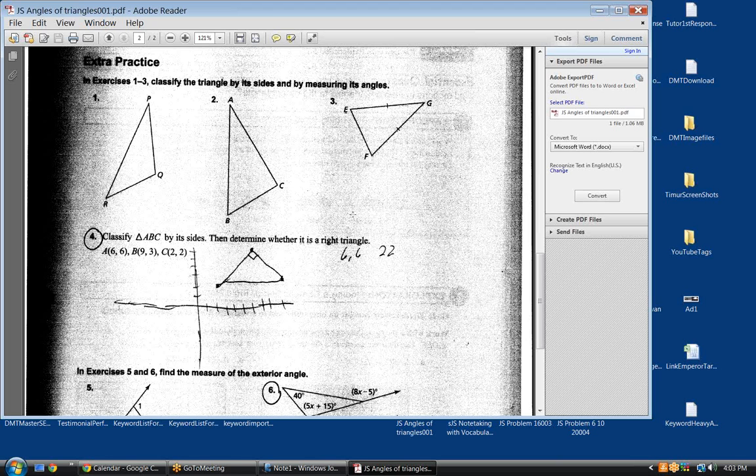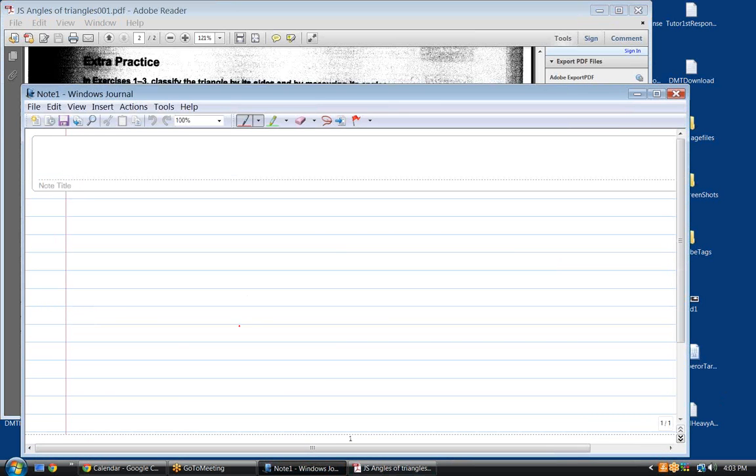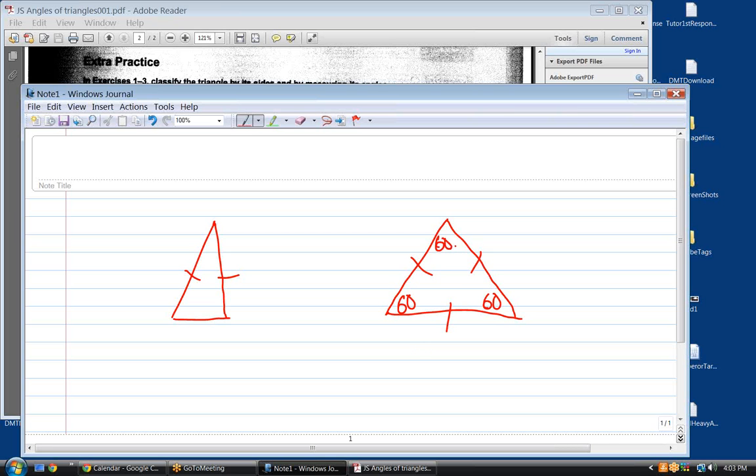There's isosceles and equilateral. I don't know what the other one's called. Okay. Let's go over some of these. Isosceles merely means two equal sides. Equilateral means three equal sides. If you have three equal sides, you also have three equal angles, each 60 degrees. So this is equilateral. Isosceles just means two equal sides.